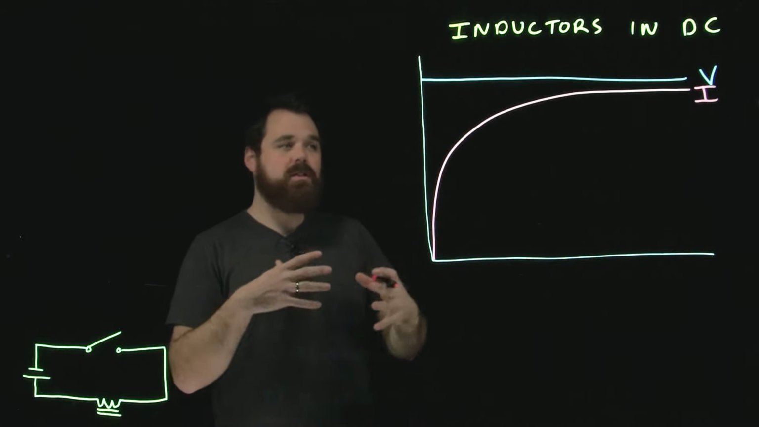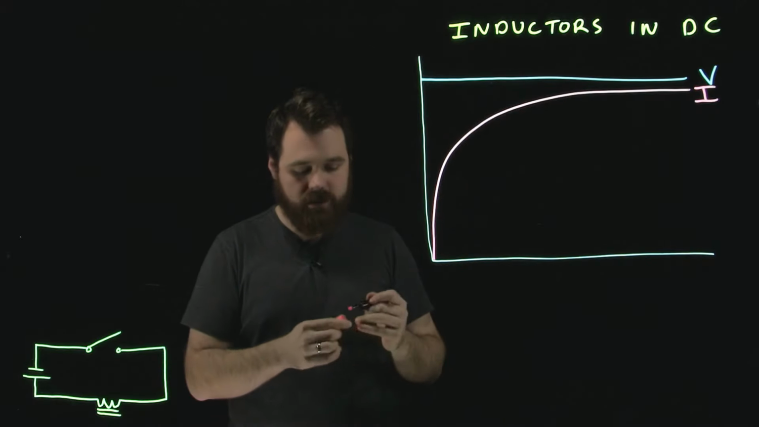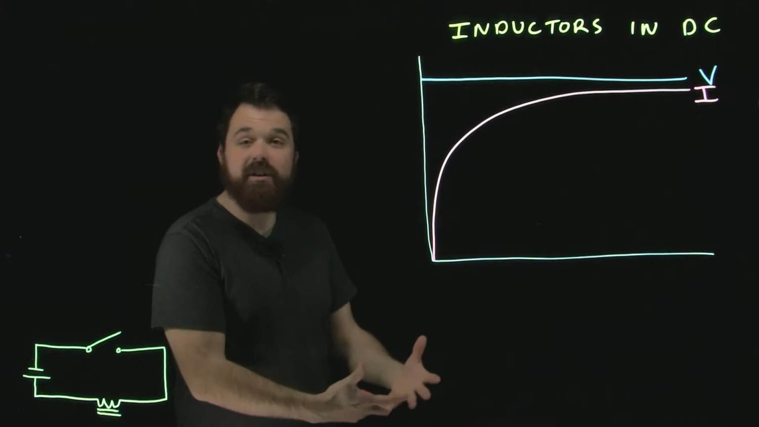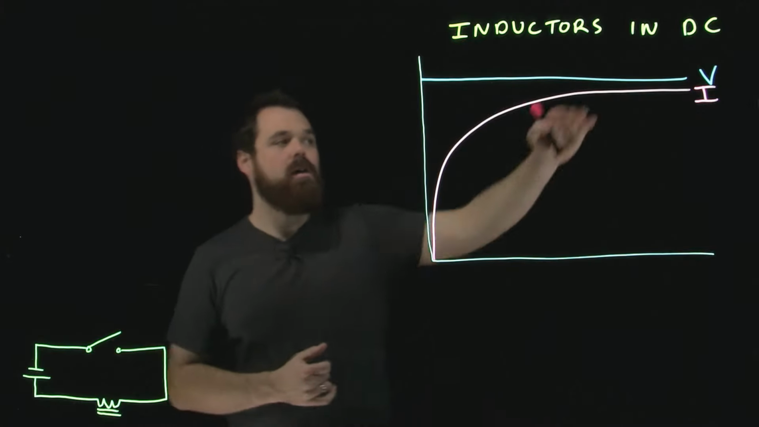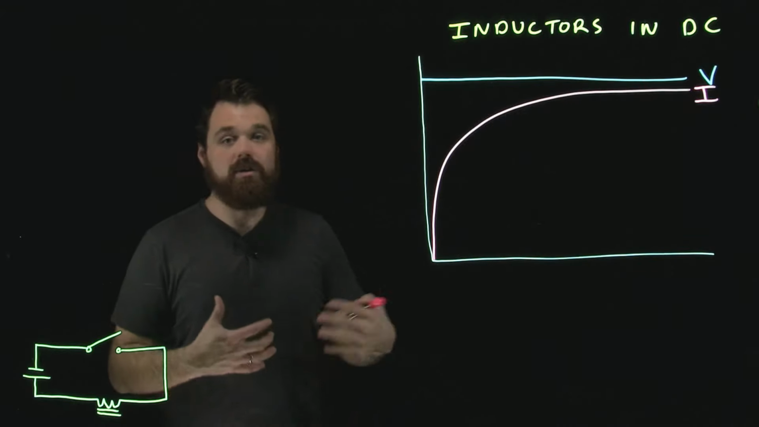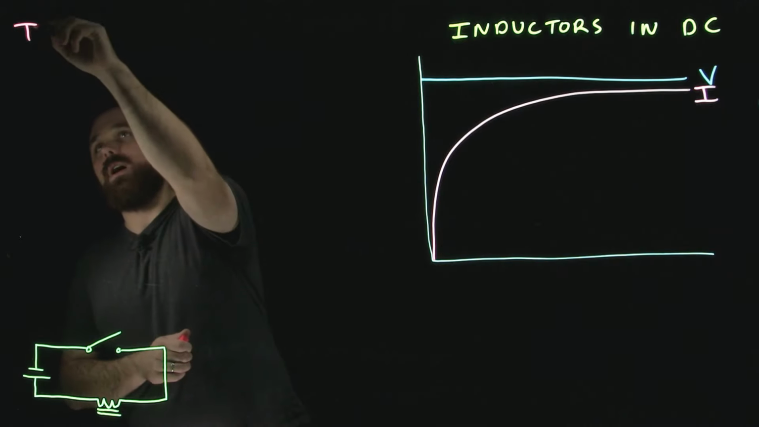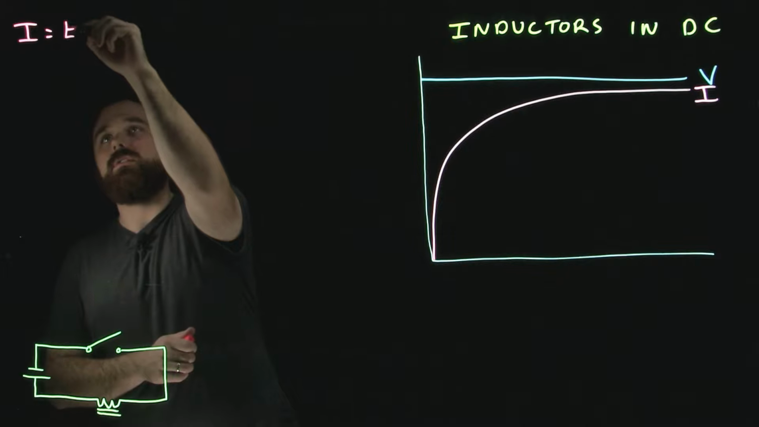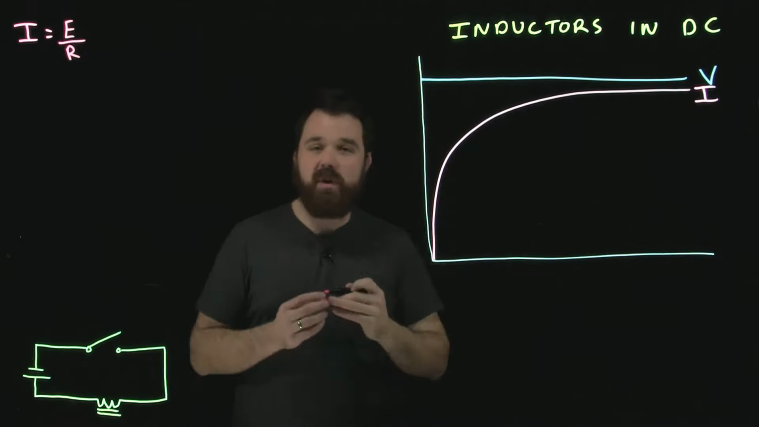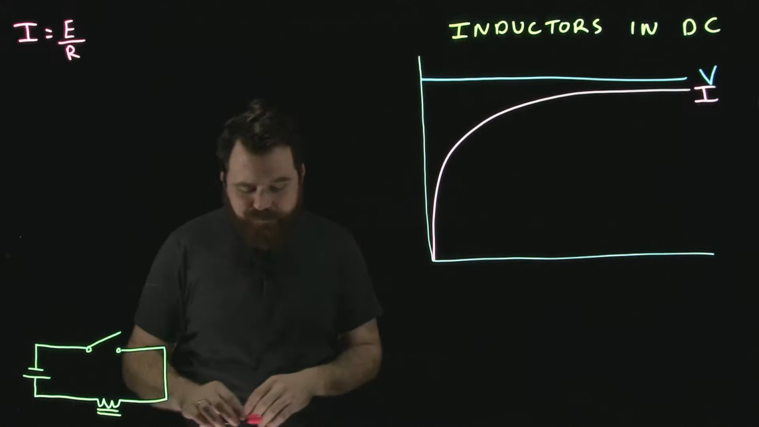Now, it's important to understand that, yes, we're seeing this opposition to a change in current due to inductance, but we're also seeing the resistance in the circuit. Our coil of wire is going to have resistance in it, right? It's just wire. That resistance is what's actually keeping the current at this steady state, at this level. So in this case, our current is still going to be I equals E over R. The resistance is still telling us what our current is. It's just that inductance that's making our current go up like this.